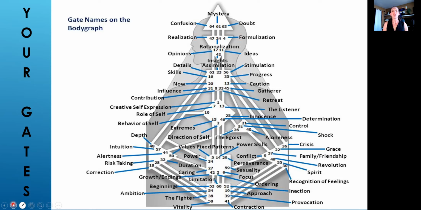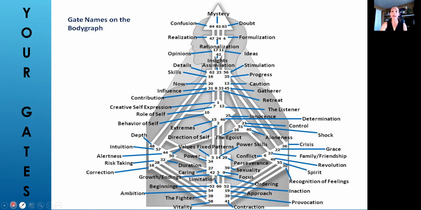So just to know, every single gate is an absolute powerful place to meditate and to go inward in order to understand ourselves at a deeper level. There are 64 of them, and they correspond to the I Ching.